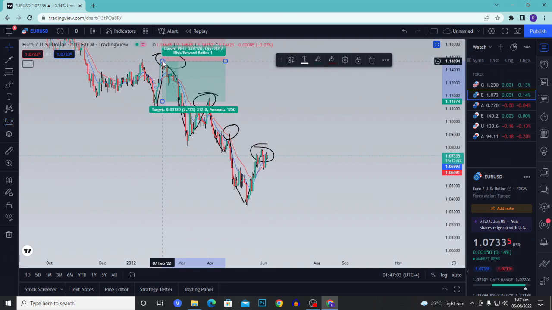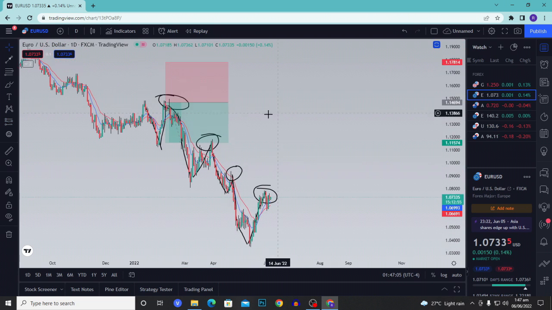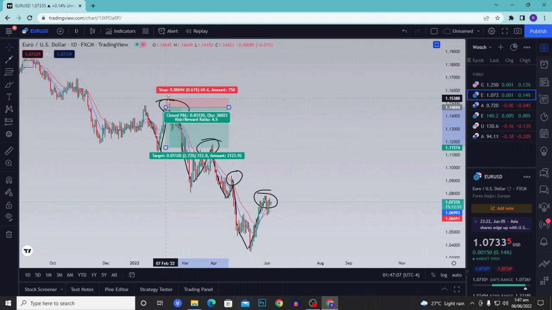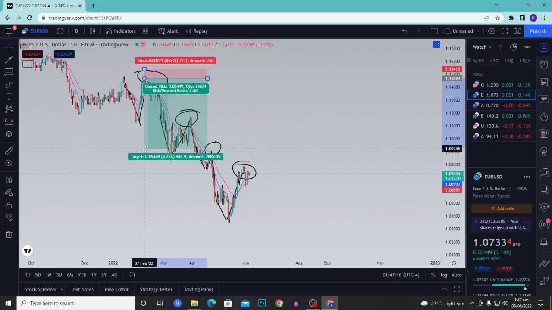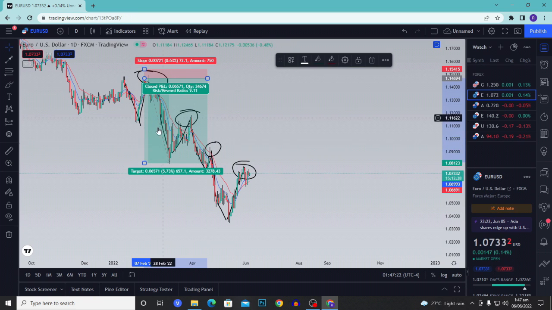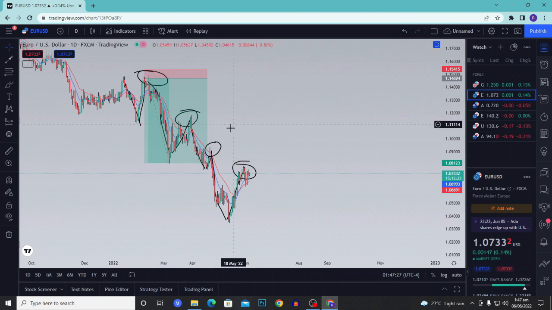let's say we took advantage of this one, we could have put our stop loss just above the top here. We could put our stop loss right above here and put our take profit right at the end of the move, right before the next retracement. And this would have been a 1-to-9 risk to reward ratio.